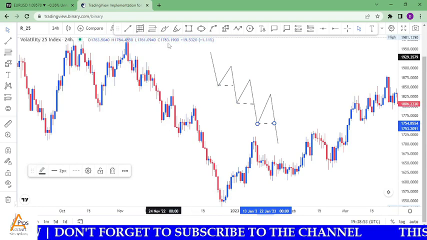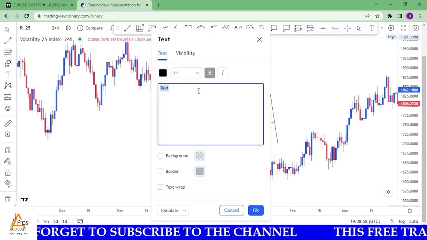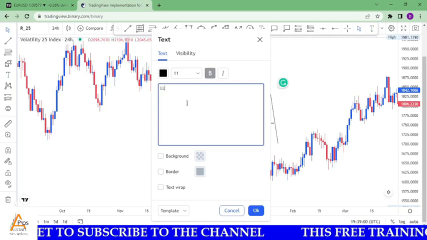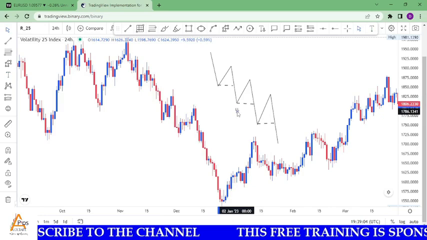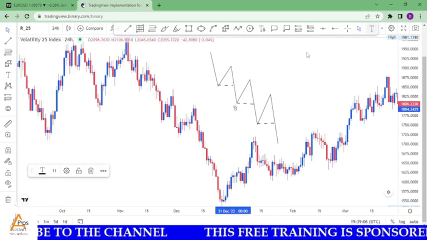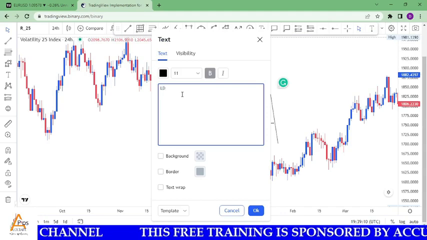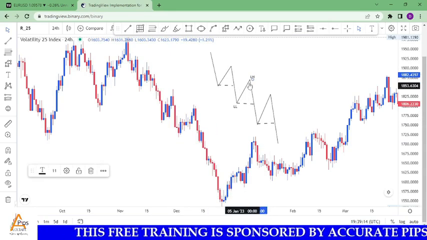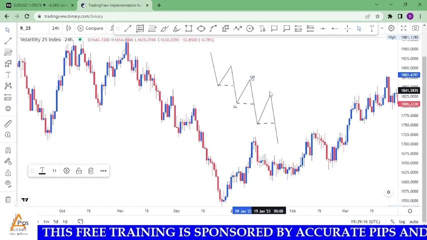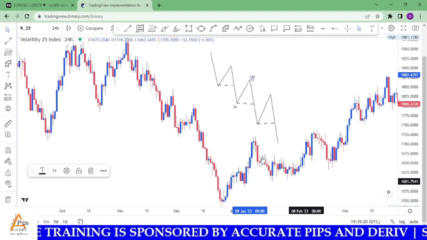Let me just label two points here because it repeats throughout. We have the lower low here, and then we have the lower high, and it repeats. I've explained it already, just labeling them for you to see. So this is the next lower high, this is the next lower low, and it continues like that.